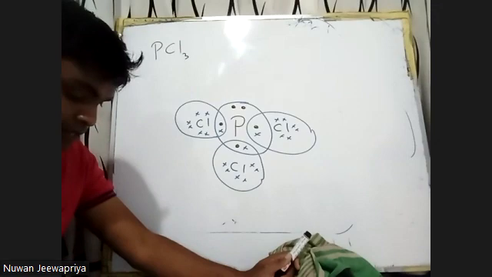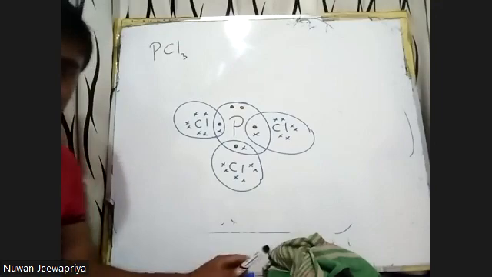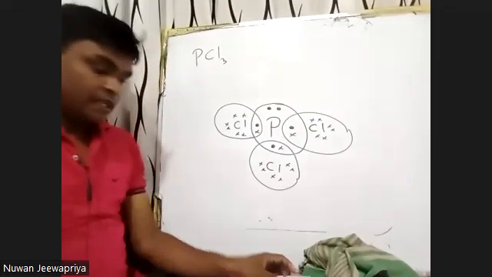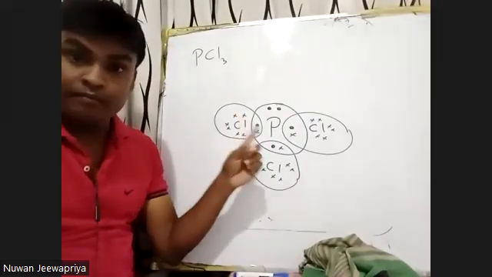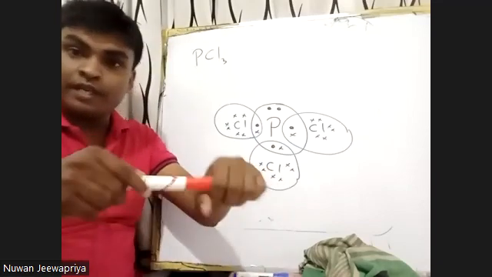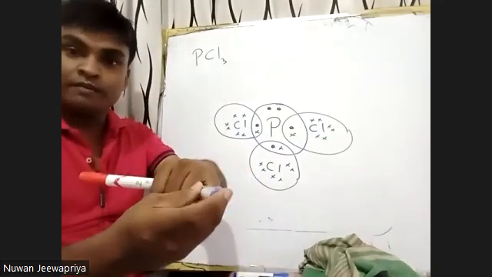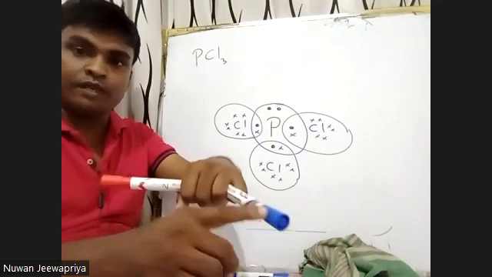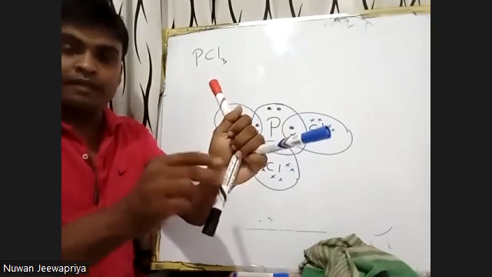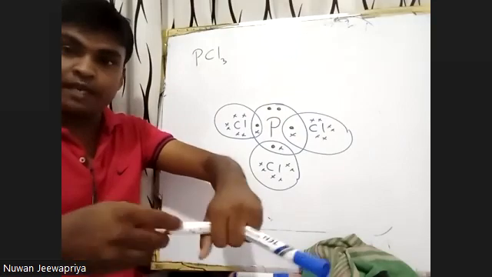Explain the shape of the PCl3 molecule. The next part they ask is to explain the shape of the PCl3 molecule. Now we'll see how the shape of PCl3 is determined. Imagine the center atom is my hand. My hand is the phosphorus. There's one chlorine here, another chlorine here, and another chlorine here, like this. It would be trigonal planar, like this.